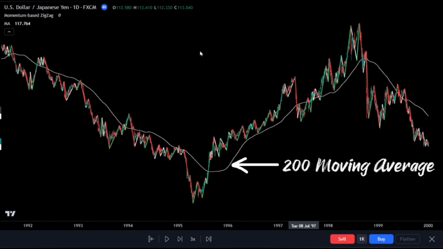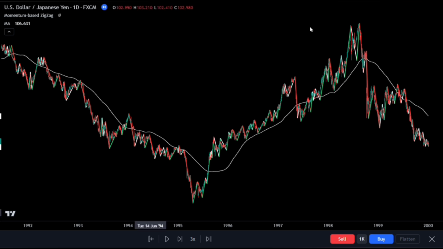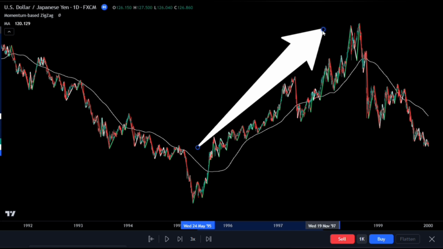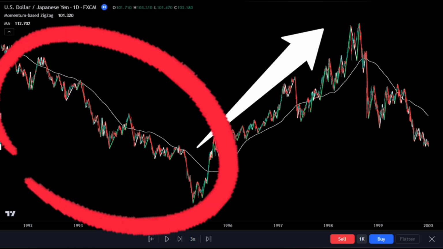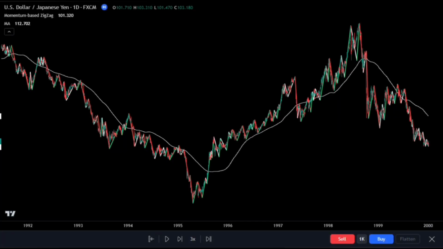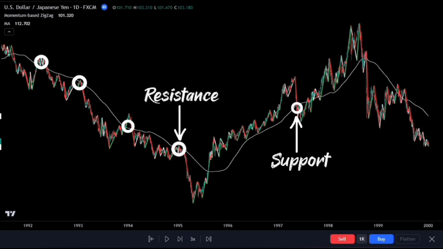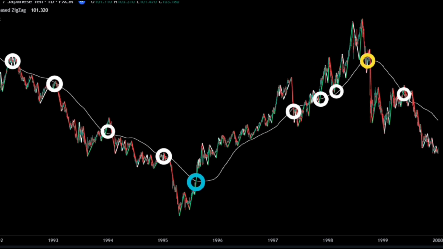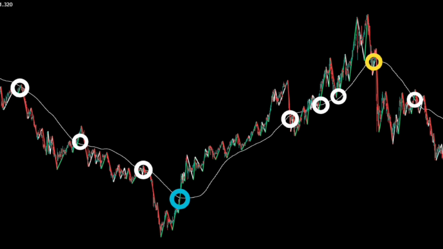Traders use the 200 moving average to identify the long-term trend of a currency pair. If the price is trading above the 200 moving average, the trend is considered bullish, and if it is trading below the 200 moving average, the trend is considered bearish. Traders also use the 200 moving average as a dynamic support or resistance level. When the price approaches the 200 moving average, traders look for a bounce or a breakout. The 200 moving average is a useful tool for traders to identify the direction of the trend and potential trading opportunities.